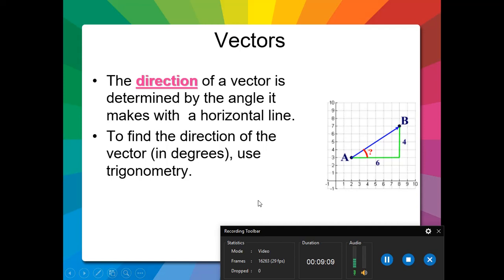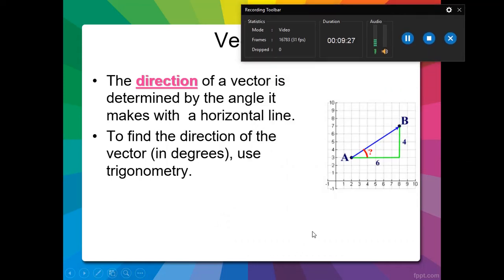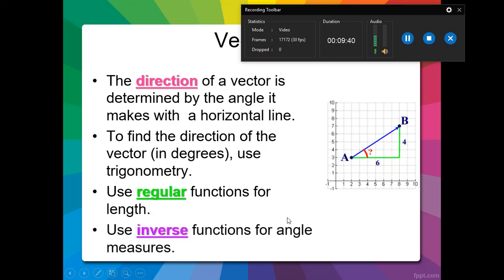So if we're going to find the direction of the vector, we're going to use basic trig. We have our formula, sine, cosine, and tangent. Based on what I see here, though, looking across, 4 is opposite and 6 is adjacent. So you can say that phrase in your head. If we were finding a side length, we would use our regular sine, cosine, and tangent functions on the calculator. When we're looking for an angle, we're using our inverse functions. Make sure you're in degree mode or this will go terribly wrong.